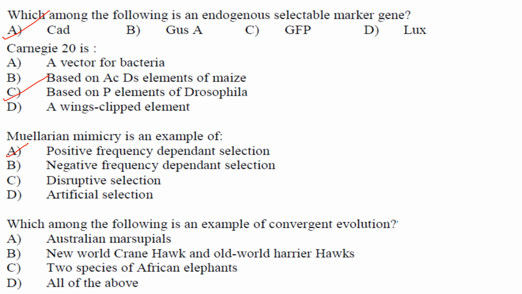And in Mullerian mimicry, it means that the more common a mimicry pattern becomes, the more advantageous it is for the species involved. So it is positive frequency dependent selection.